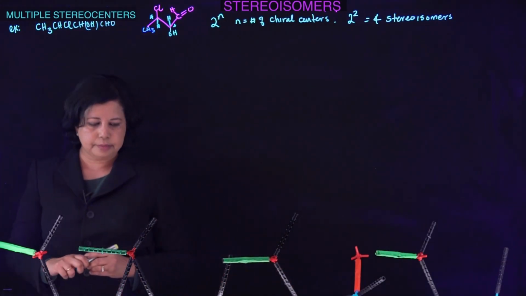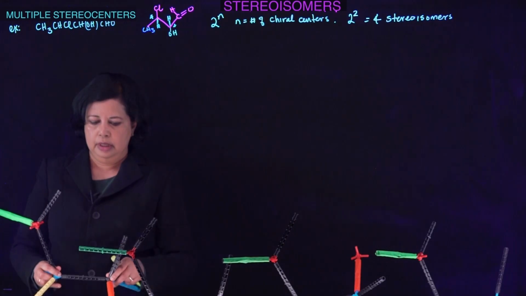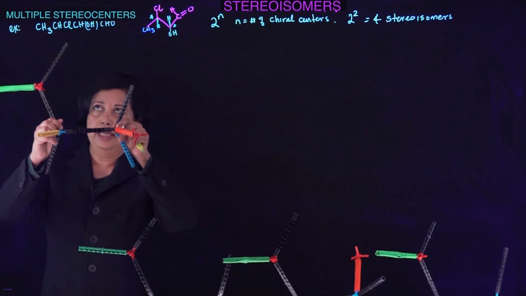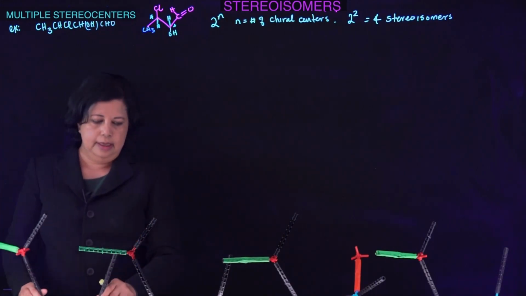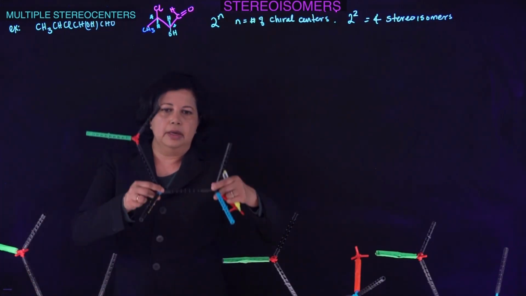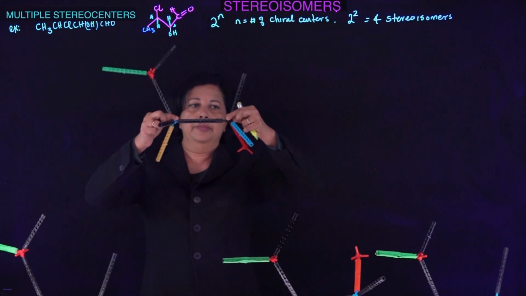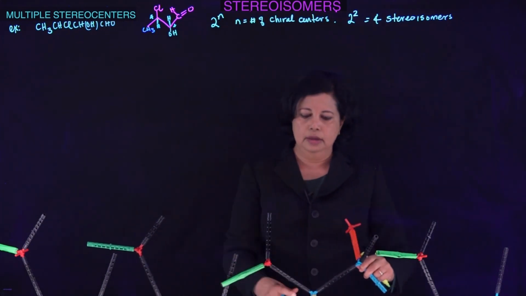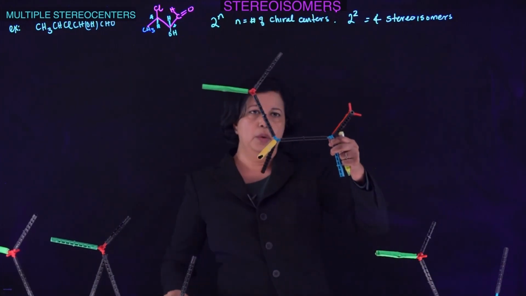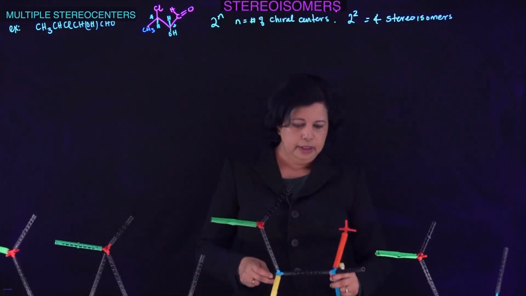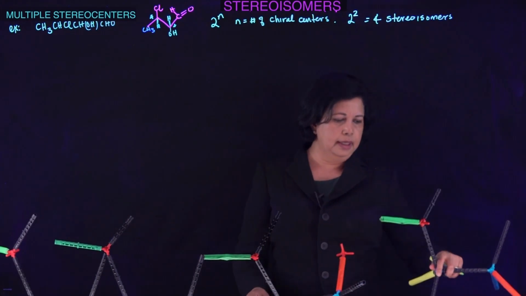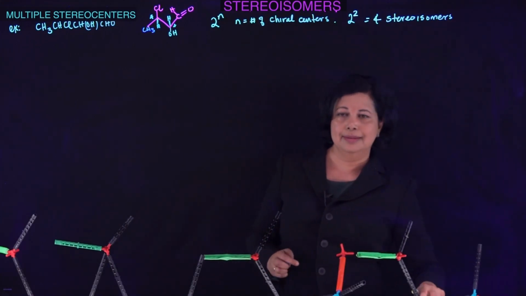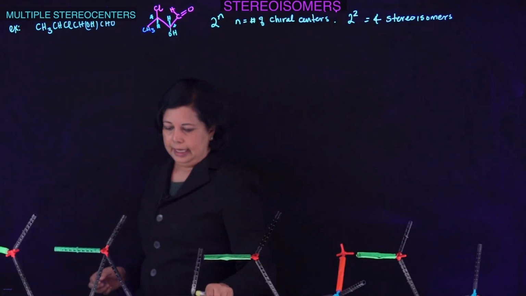Let's draw one where both these groups are coming at you, and another one where both of them are going away from you. You can draw one where you have one coming towards you and one away from you. You can draw another one where it's in the opposite configuration of the previous one. Let's do it.